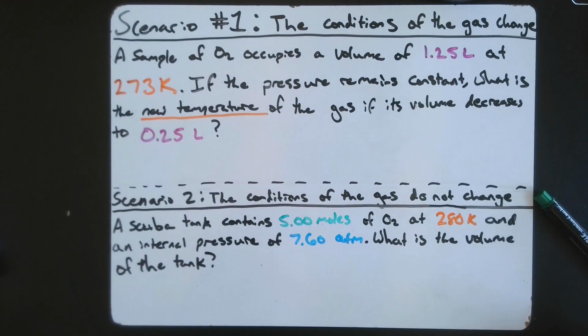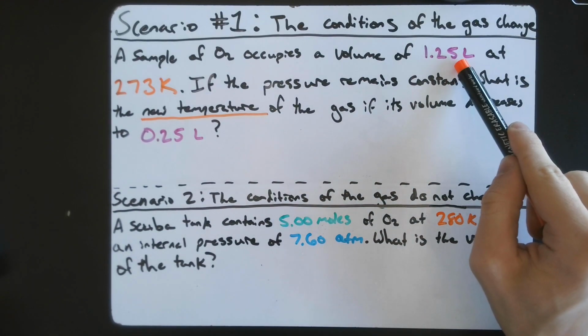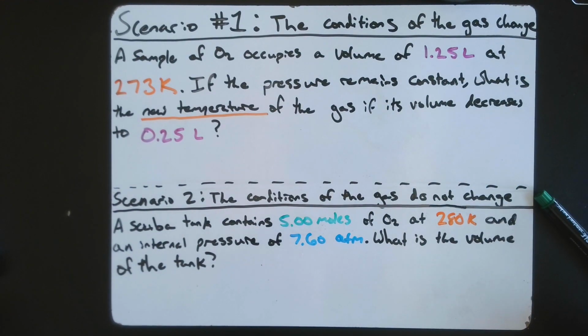A sample of oxygen gas occupies an initial volume of 1.25 liters at 273 Kelvin. If the pressure remains constant, what is the new temperature of the gas if the volume decreases to 0.25 liters? So this is a problem where the conditions change.